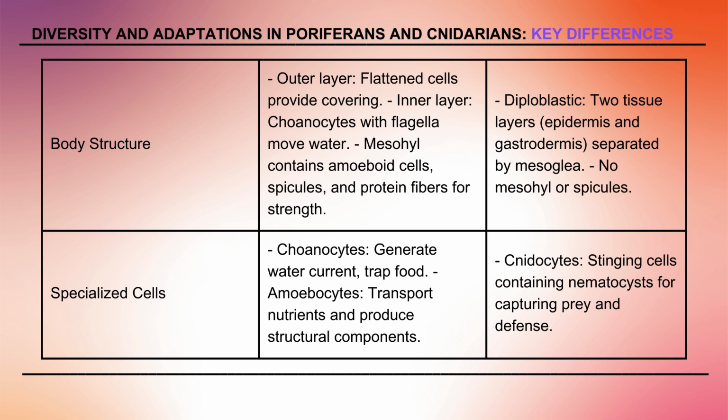Cnidarians, however, are known for their cnidocytes, stinging cells that contain nematocysts. These act like tiny harpoons, shooting out venom to capture prey or defend against predators. This adaptation makes Cnidarians effective hunters, despite their simple body structure.